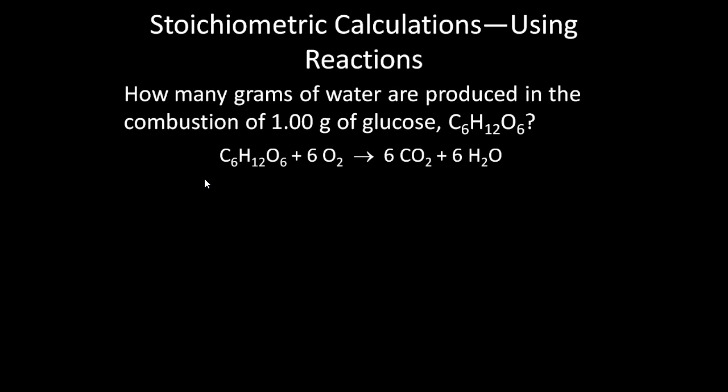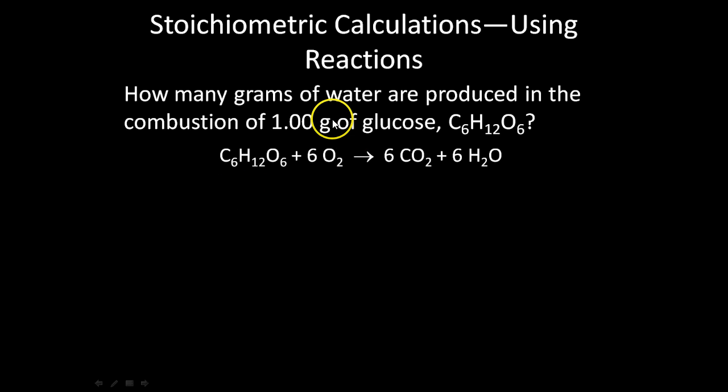So how many grams of water are produced in the combustion of 1.00 grams of glucose? So we're back to the C6H12O6. This is the balanced chemical equation. We need 1 mole of C6H12O6 for every 6 moles of oxygen, and it will produce 6 moles of carbon dioxide and 6 moles of water.